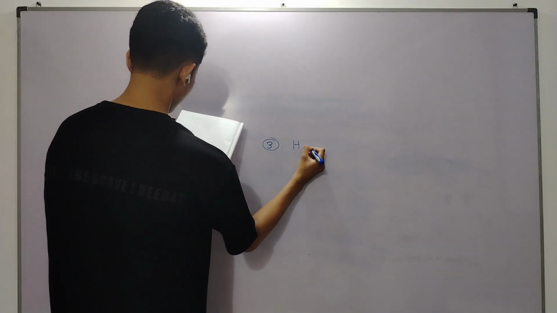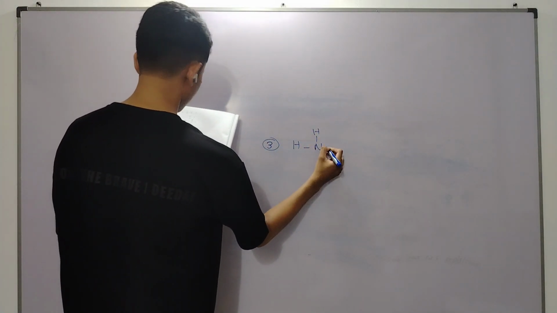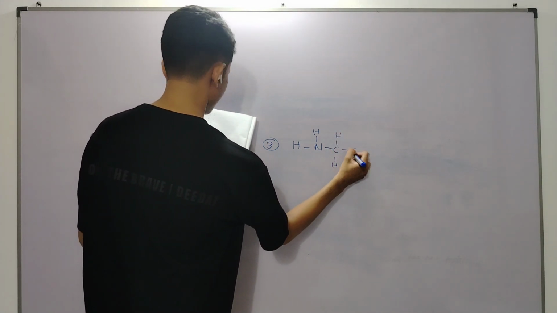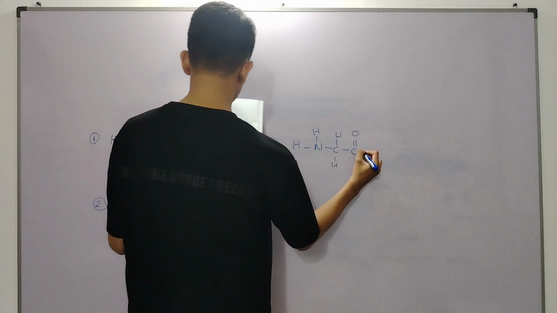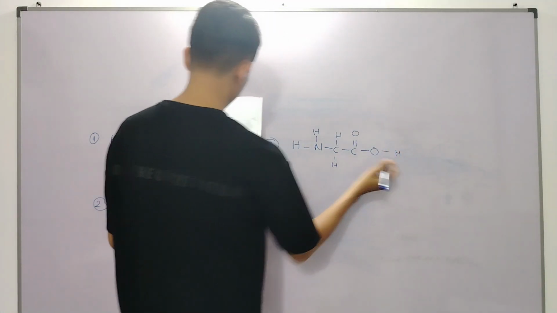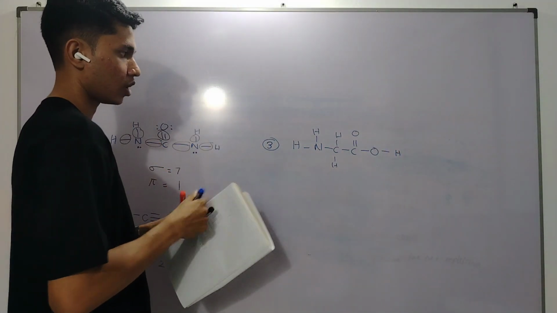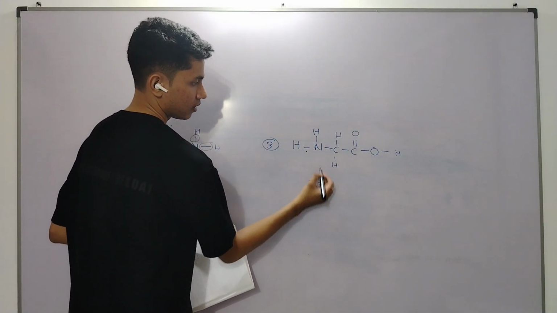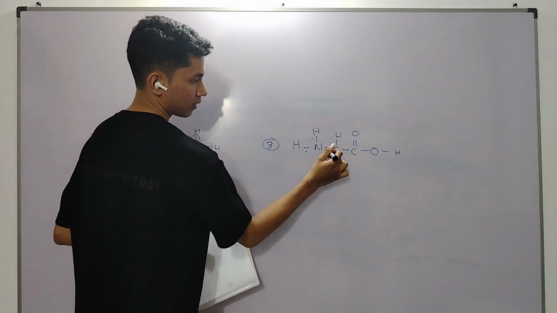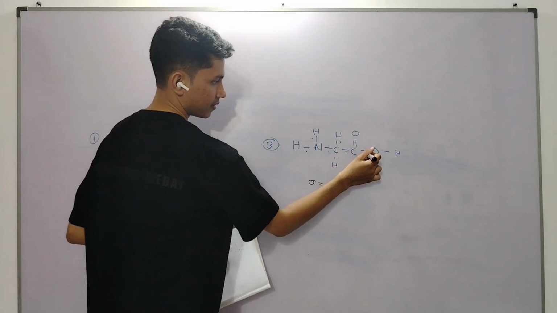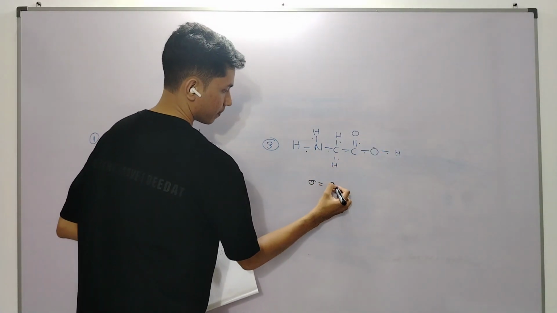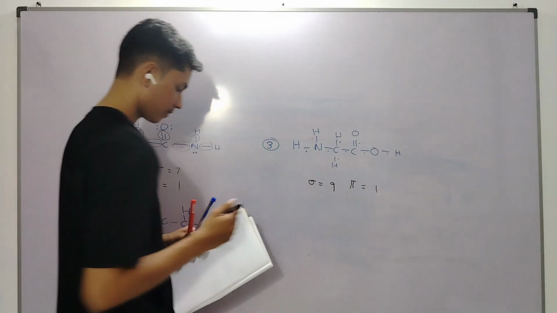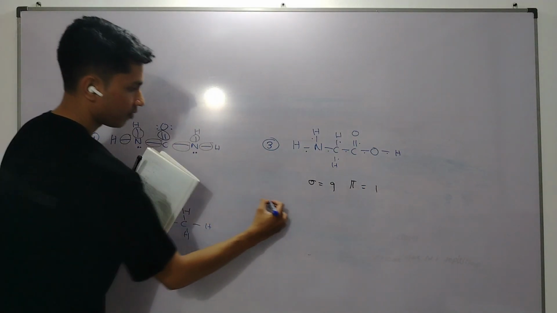H, N, H, C, H, H, C, O, O, H. So how many sigma bonds? 1, 2, 3, 4, 5, 6, 7, 8, 9. How many pi bonds? 1. Fourth example.